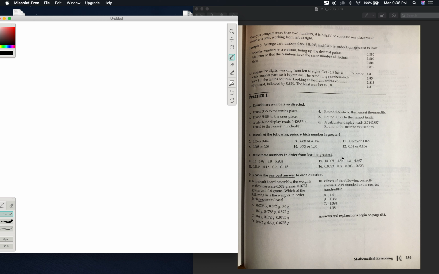This one's smallest. This one's next. Then this one. And then this one. Hip hip hooray. Okay, last one.